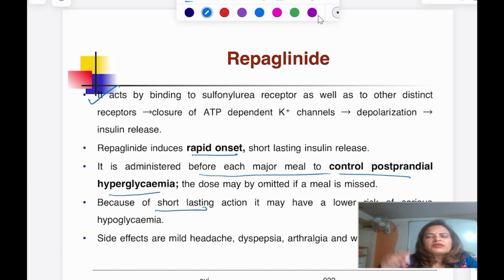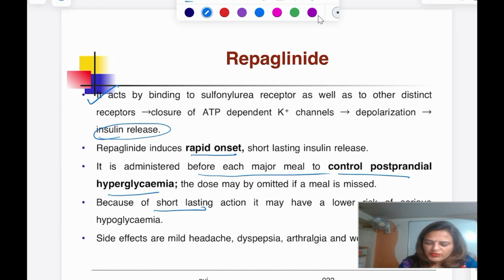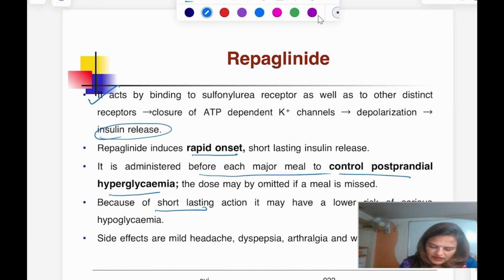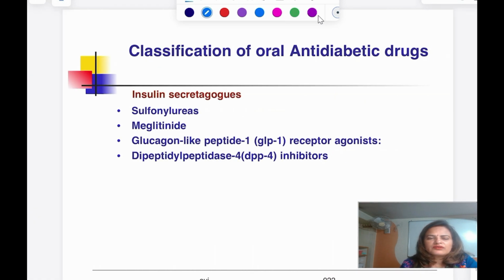इसमें important क्या है, usually sulfonylurea group of drug, they act by causing the release of insulin. Here also it acts by causing the release of insulin, but action is short lasting, so hypoglycemia is also less. So there is a lower risk of serious hypoglycemia with this group of drug. Okay? Side effects: mild headache, dyspepsia, arthralgia and weight gain, that is seen even with this group of drug.